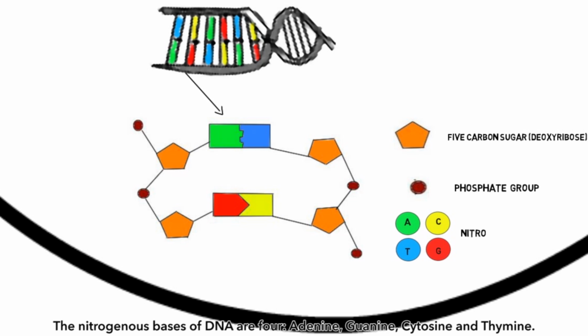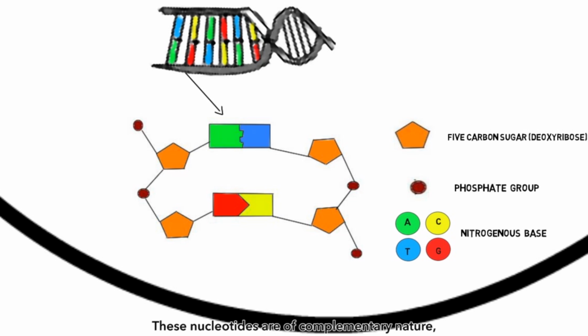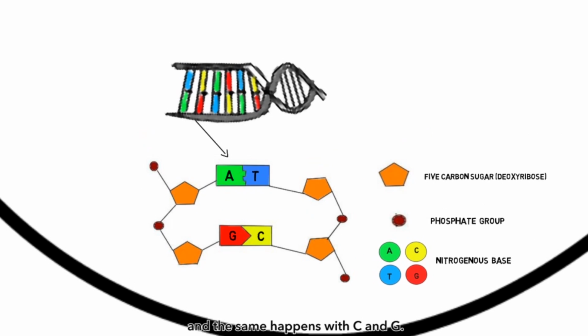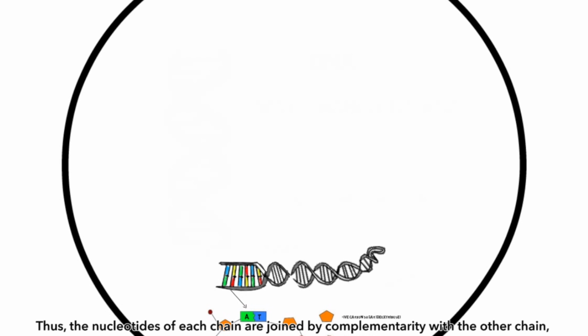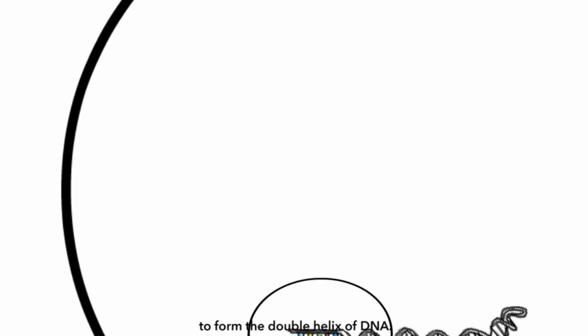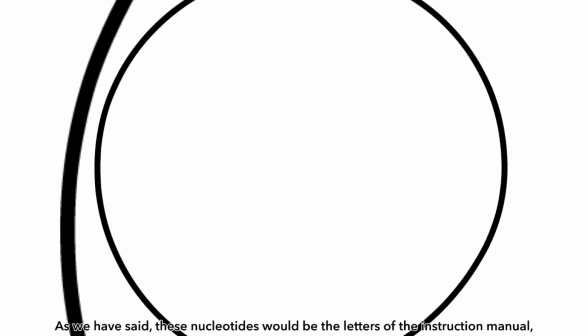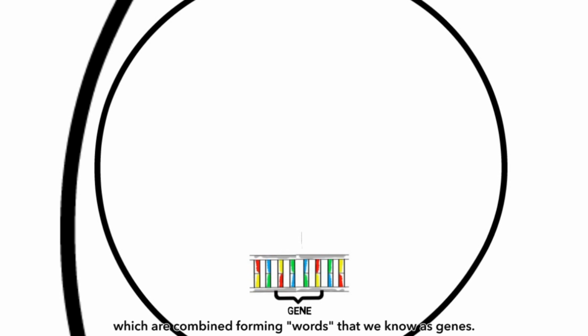The nitrogenous bases of DNA are 4: adenine, guanine, cytosine, and thymine. These nucleotides are of complementary nature, so that A of one chain is always paired with T of the other, and the same happens with C and G. Thus, the nucleotides of each chain are joined by complementarity with the other chain to form the double helix of DNA. As we have said, these nucleotides would be the letters of the instruction manual, which are combined forming words that we know as genes.